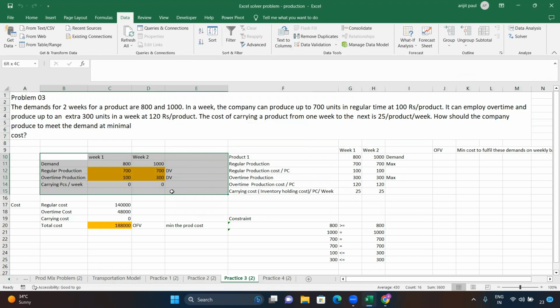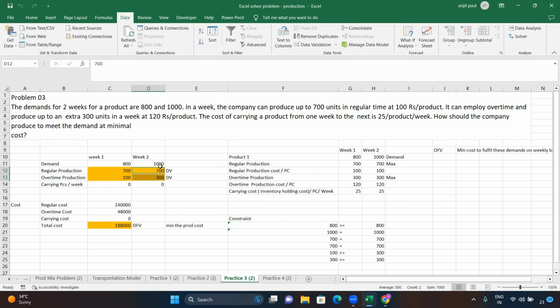Okay, now this is the production plan. As per the Excel solver, for the first week, we need to do a regular production of 700 pieces, and we need to produce an overtime production of 100 pieces. Okay, so if we do a summation of these, we are fulfilling the demand of week 1, that is 800 pieces. For week 2 also, as per Excel solver, we have to produce 700 pieces of regular production and 300 pieces of overtime production. So if we do the production this way, you are able to fulfill the demand of week 2.